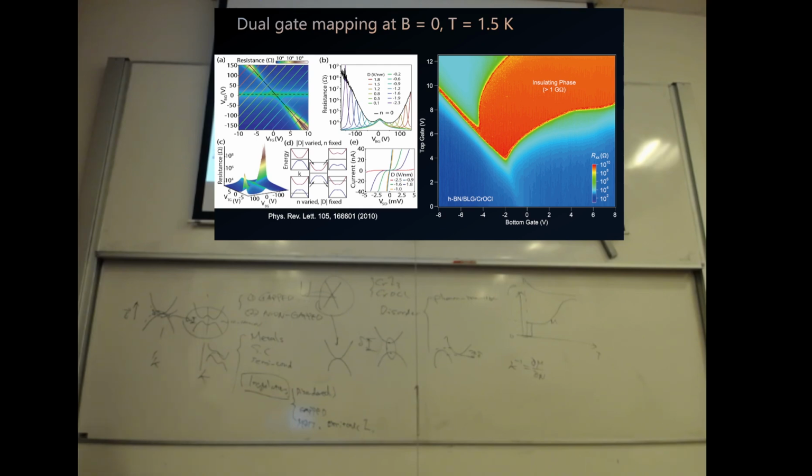And this one I already showed you a very long time ago, in 2010, when I started my PhD. People tried hard to investigate this single hyper gap opening in bilayer graphene.